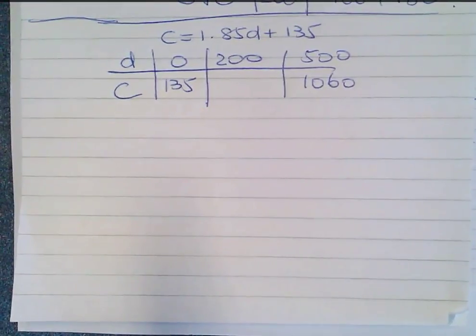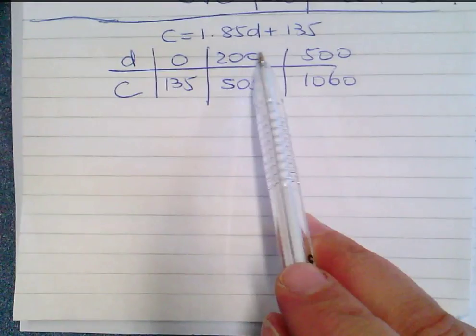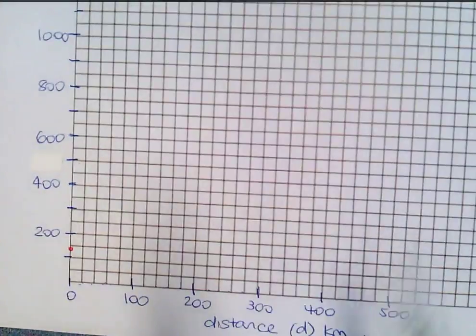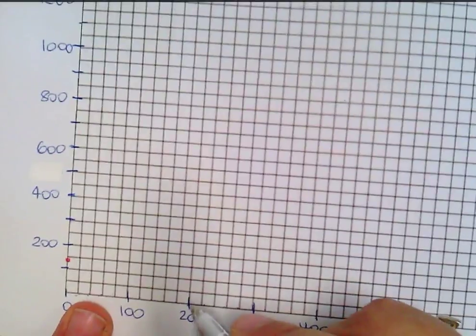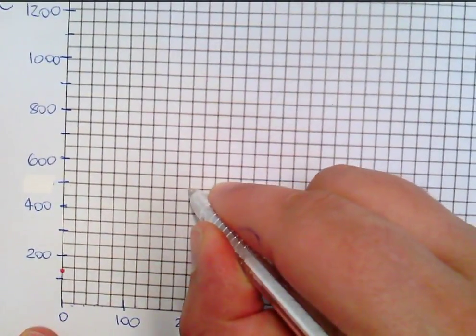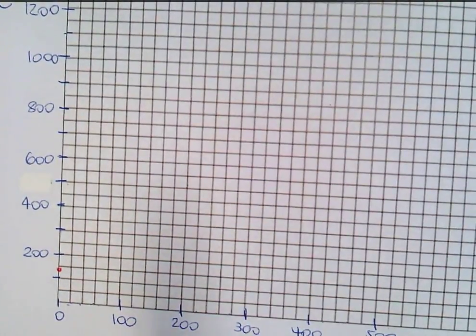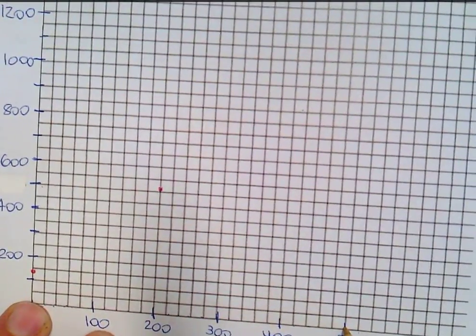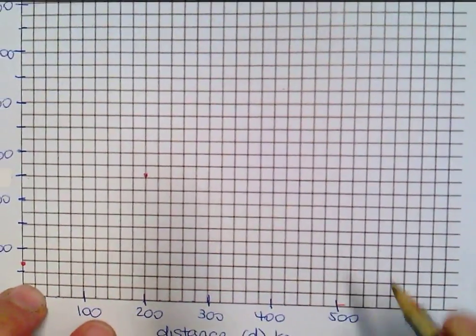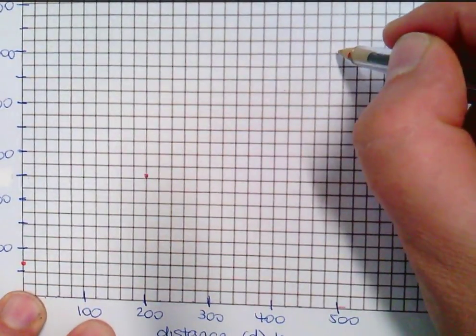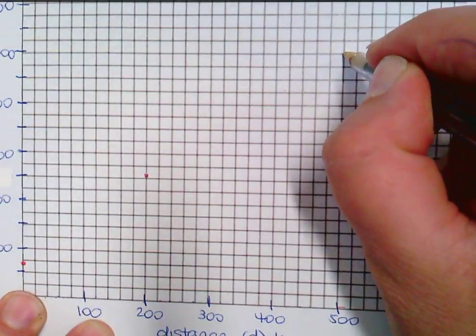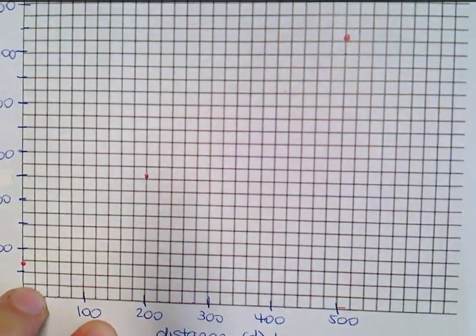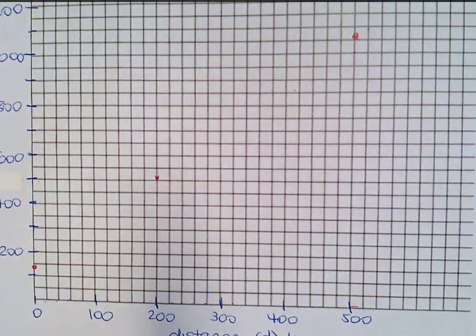1.85 times 200 plus 135. When D is 200, we're getting 505. When D is 500, we're getting 1,060. So 200 is 505. Well, there's 500 and a little bit more, just a little bit more. And 500 is 1,060. See, it's not going to be very accurate. 1,050 plus a bit more. Okay, join.